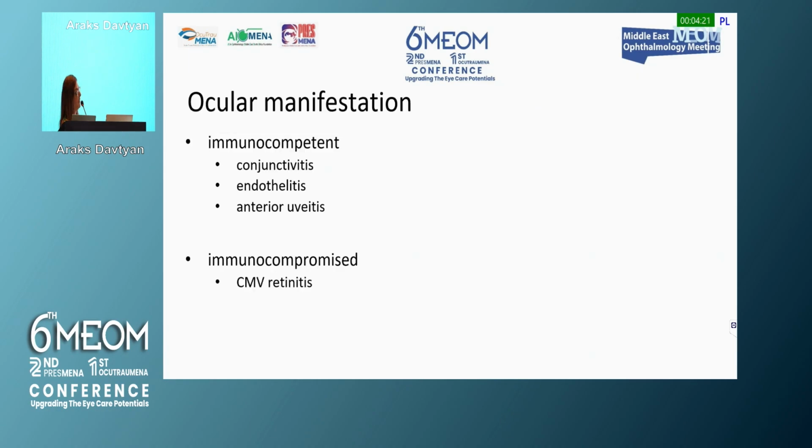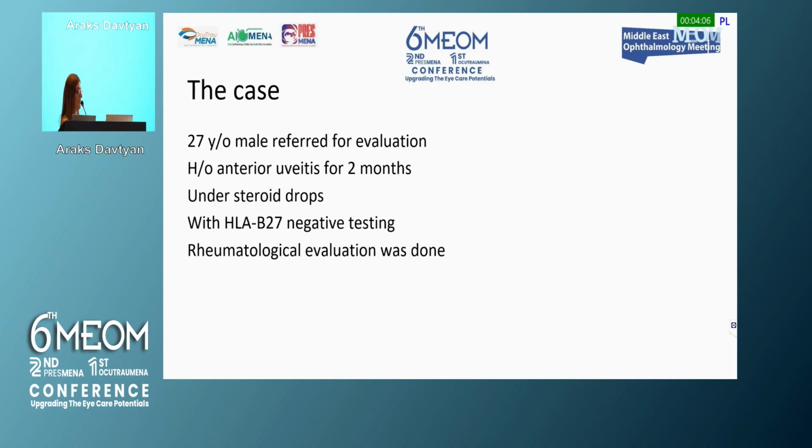Ocular manifestation depends on whether the patient is immunocompetent or immunocompromised. In an immunocompetent patient, we can see conjunctivitis, endotheliitis, and anterior uveitis. In an immunocompromised patient, it is almost always CMV-associated retinitis.